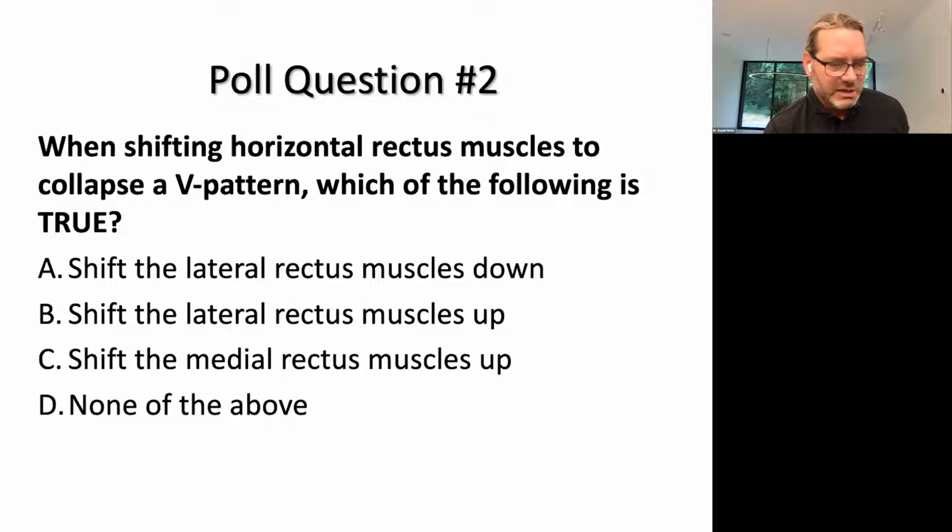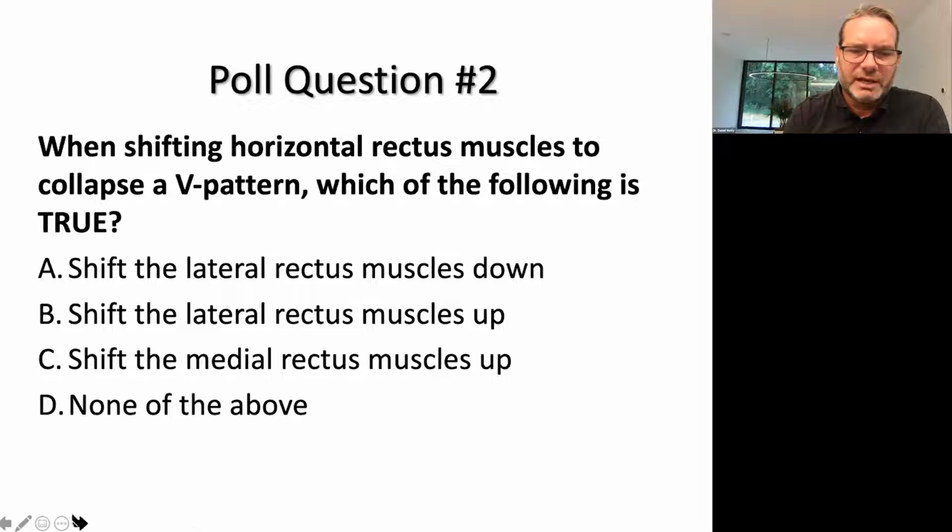I'll go ahead and wait for your responses, but these rectus muscle offsets, I do them all the time. I'll preface that by saying that usually I do this in cases where there is either no oblique dysfunction, or maybe just mild oblique dysfunction. So our responses here: 25% said shift the lateral rectus muscles down, 46% said shift the lateral rectus muscles up, which happens to be the correct answer, 19% said shift the medial rectus muscles up, and 9% said none of the above.